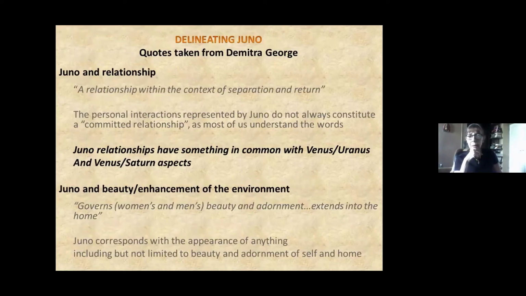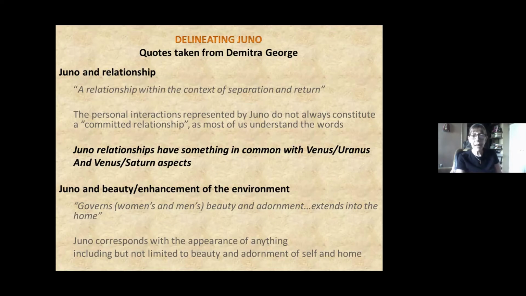Let's spend a minute talking about Juno. These are quotes from Demetra George about Juno and relationship. A Juno relationship exists within the context of separation and return. That's a Juno relationship. The personal interactions that I've studied that are represented by Juno do not always constitute a committed relationship as we know the term. You know, commitment is very common word used with Juno, not exactly as most of us understand the words, and we'll see some of that.